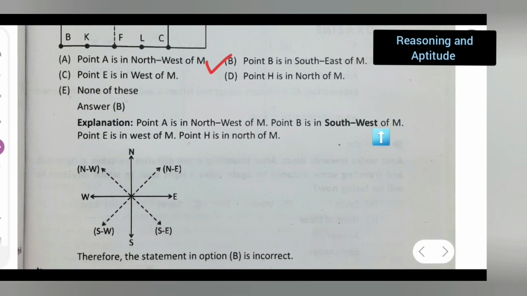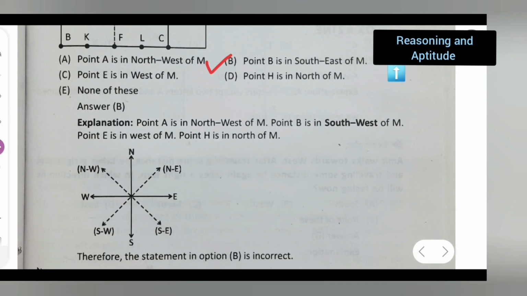Southwest of M, but it says northeast of M. So this is incorrect, right? Point E is in the west of M. Point H is in the north of M. So you can see this. Therefore, the statement in option B is incorrect. Okay, so option B you all can mark.